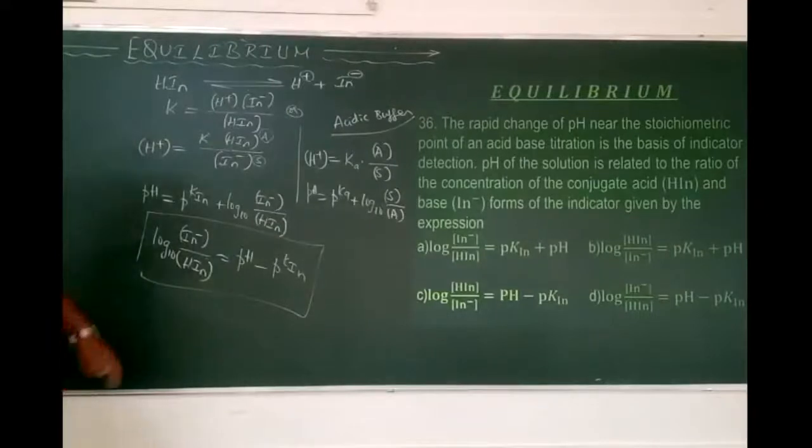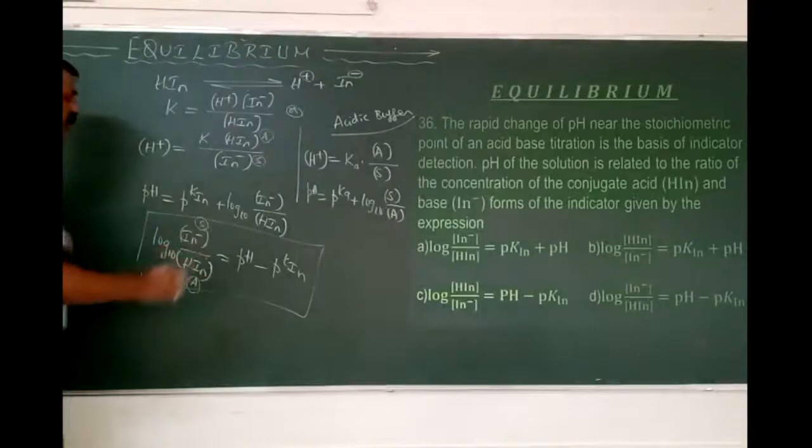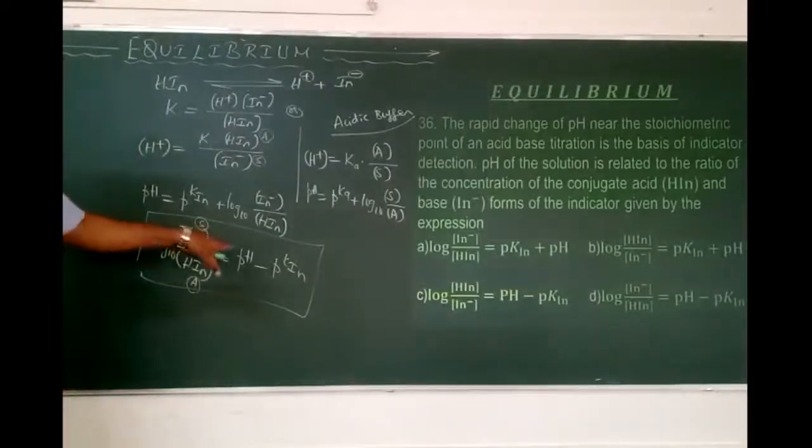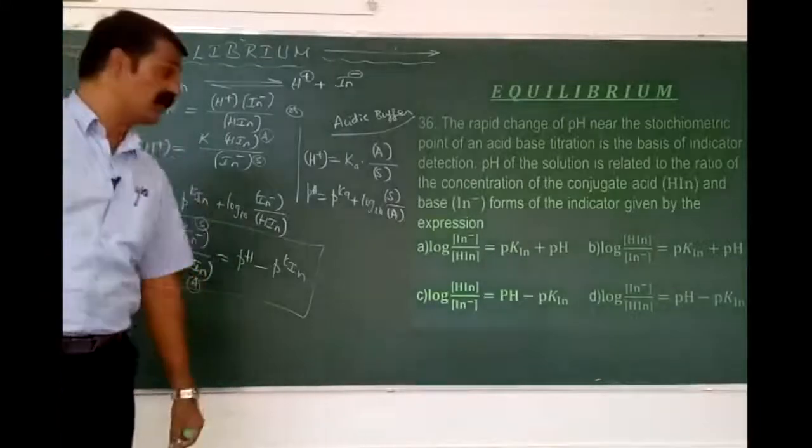So here the log of, this is actually the salt. This is actually the acid. Log of salt by acid is equal to what minus what? pH minus pK. Instead of pK it is pKin, which means it is the equilibrium constant for the indicator. That is the acid base indicator.